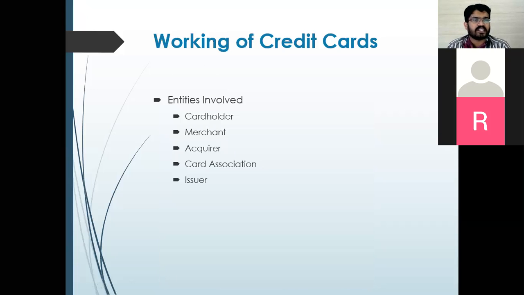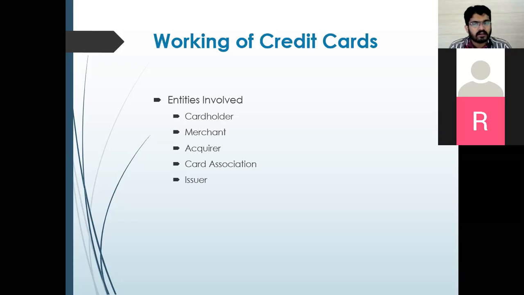Then the working of credit cards. Now how does a credit card work? Very important, because sometimes it is asked in the question paper how credit cards work and what the various entities involved in a credit card transaction are. So let me go one by one. First is the card holder, the person who has that card. Suppose I'm an account holder and I have a card, so I become a card holder. A merchant is a person from whom you buy goods and services.